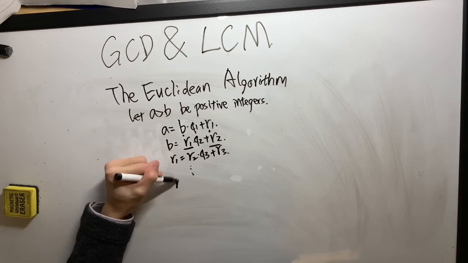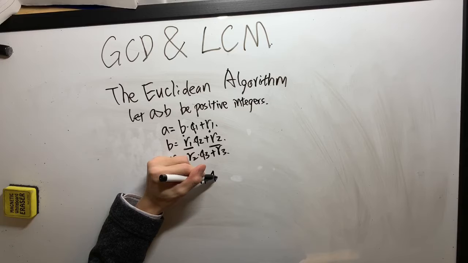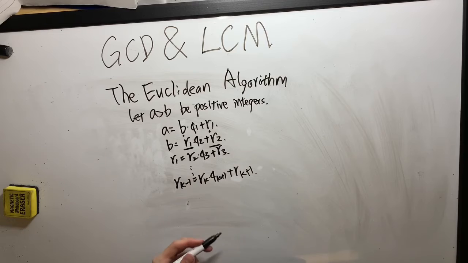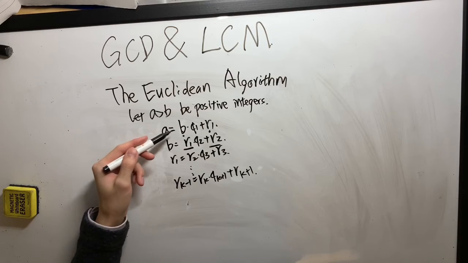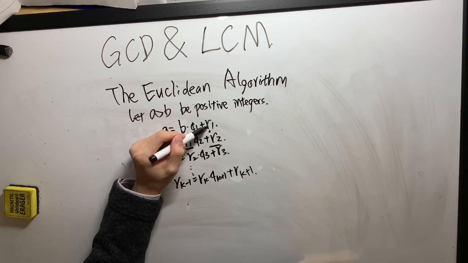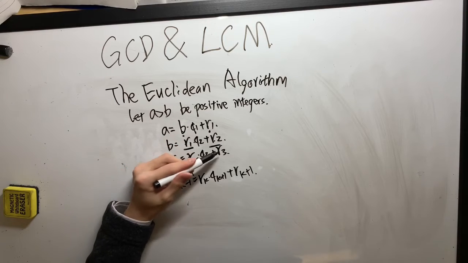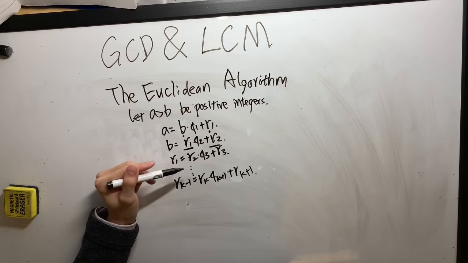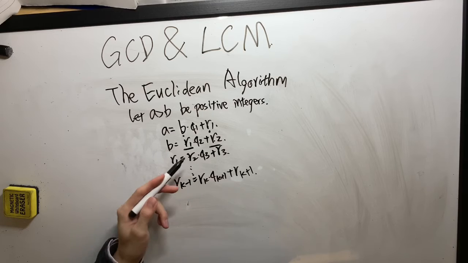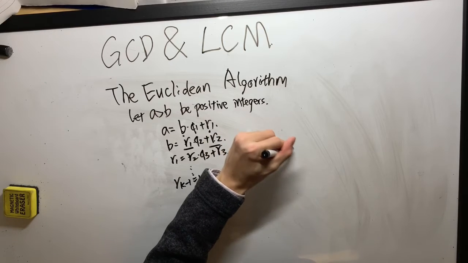And so on, until R(k-1) equals Rk times Q(k+1) plus R(k+1). As we can see, if A is divided by B and there's some remainder, B must be bigger than R1. Similarly, R1 is bigger than R2 and R2 is bigger than R3. So, as these are non-negative integers, there must be some k such that R(k+1) equals 0.